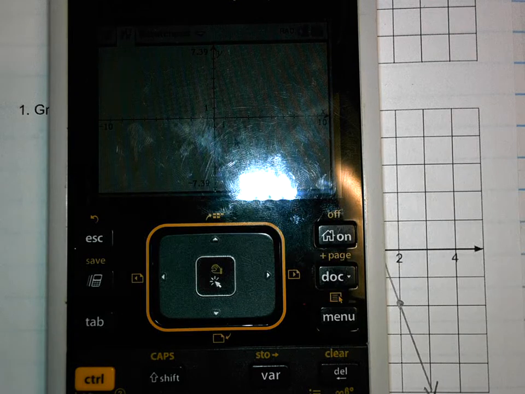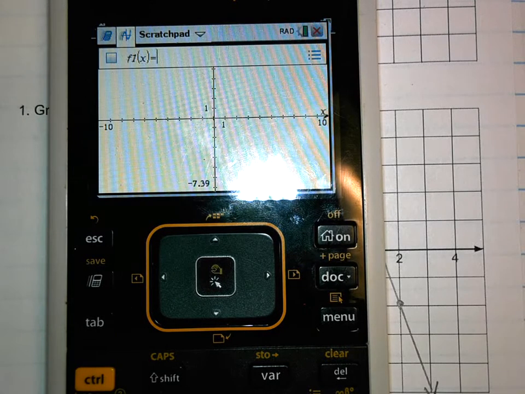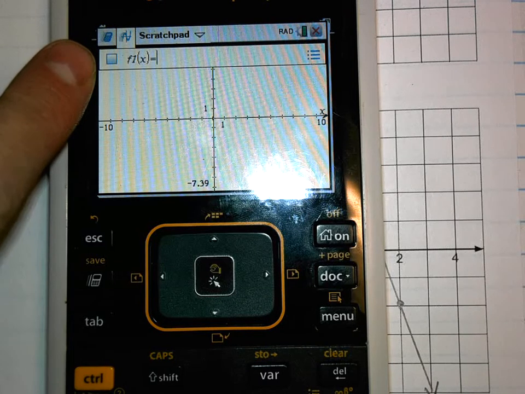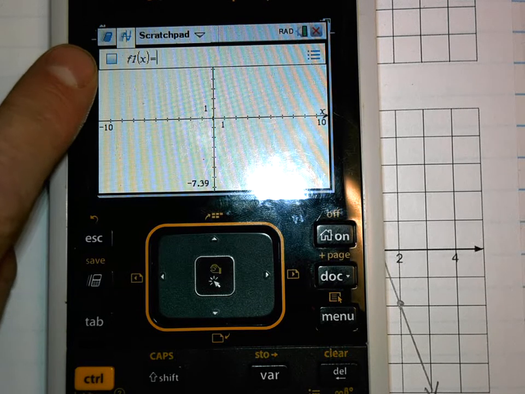So what I want you to do in your graph is hit the tab button. When you're on the graph, hit tab. What showed up on screen? Right up here, it should say f of x equals. Mine says f7. Mine says f1x. That's fine. It's fine if it says f7. I'll show you how to clear that in a bit.